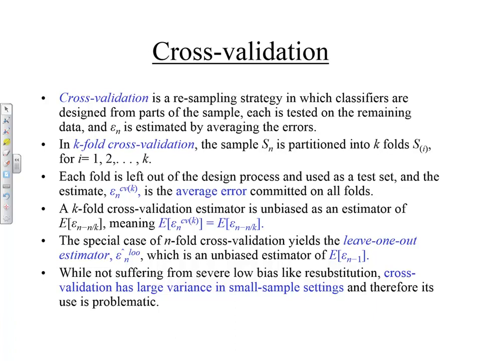Now the special case of n-fold cross-validation: if k is n, then you have epsilon n minus 1. That's leave one out. Leave out one point, do the design on the rest of the sample, and then test it on that point. So the special case of n-fold cross-validation yields what is called the leave one out estimator, denoted by epsilon hat n LOO, which is an unbiased estimator of the expected value of epsilon n minus 1. While not suffering from severe low bias like resubstitution, cross-validation has the problem that it has large variance in small sample settings, and therefore its use is problematic.